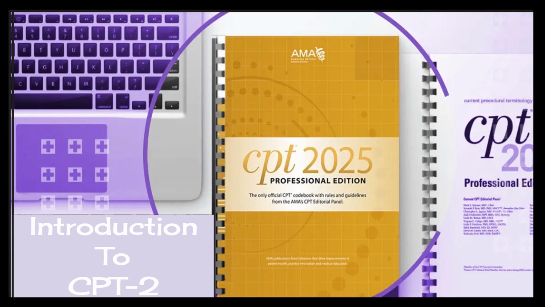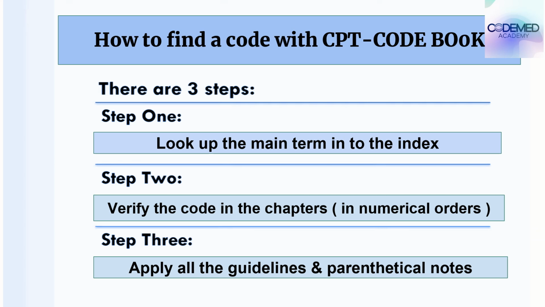So after seeing all that spread of the book, let us use that knowledge and find out how to find the code. Now, whenever you are finding the CPT code with the help of the CPT book, there are three main steps one must follow. One is you have to look up the main term in the index. So first and foremost, you have to pick up the main term from the given documentation.